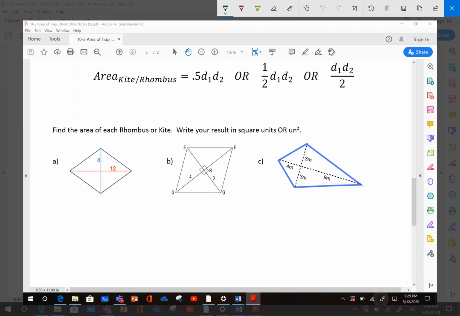This is video 3 of 4 for the 10-2 notes. Now we're going to move into the area of a kite and a rhombus. The area formula for both of these figures is exactly the same.